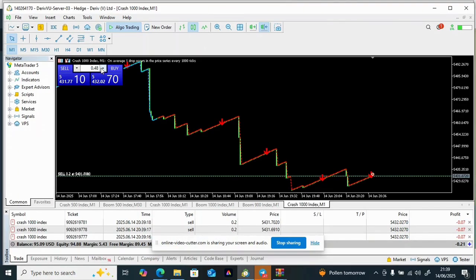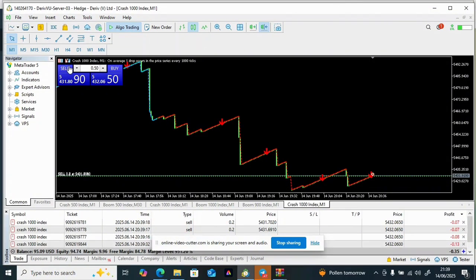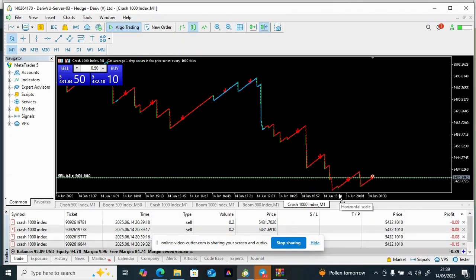Let's put it on 50. That's it. All right, guys. So I actually opened some position on Crash 1000 right now. So while the positions are running, I want to explain to you what is happening.